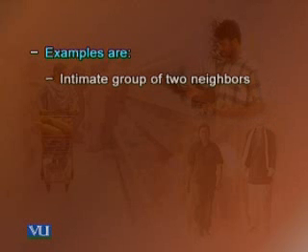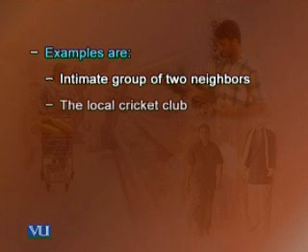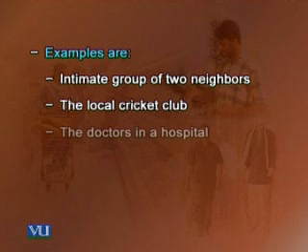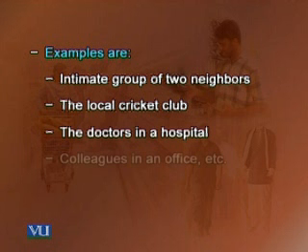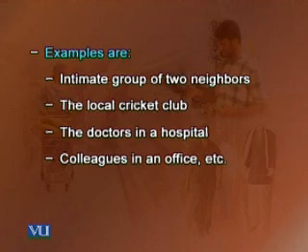The examples of the groups could be 2 intimate neighbors who are living together, and every Sunday they go out together and have their dinner in a particular restaurant. The example of the group could be the local cricket club, where the youngsters of a particular block go there and play cricket, and there is the cricket team of that particular block. The group could be the doctors in a certain hospital, and the group could be colleagues in a certain office. They all spend their times together, and their activities are intertwined in such a way that they are in a position to help each other out in achieving their common objectives or their own individual objectives.